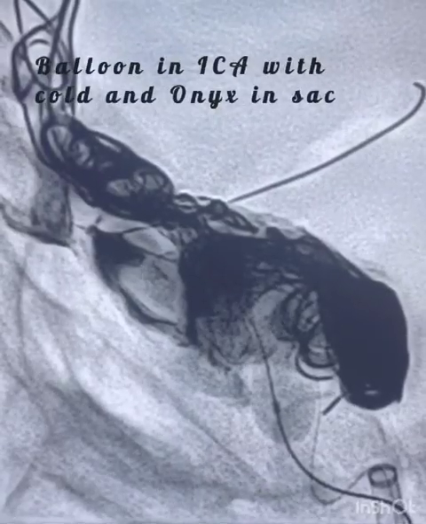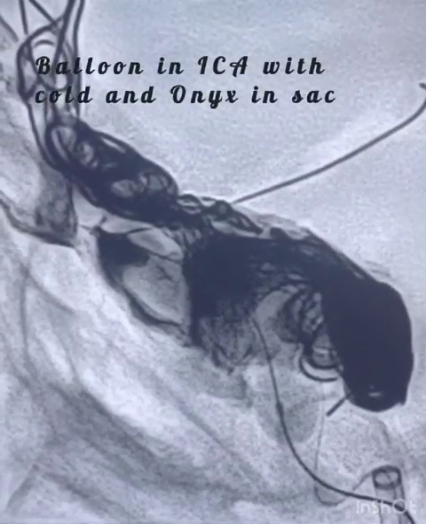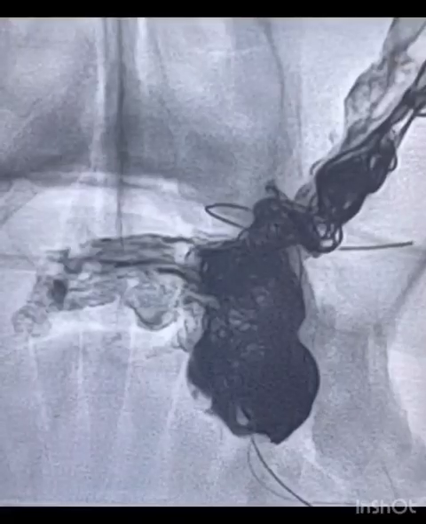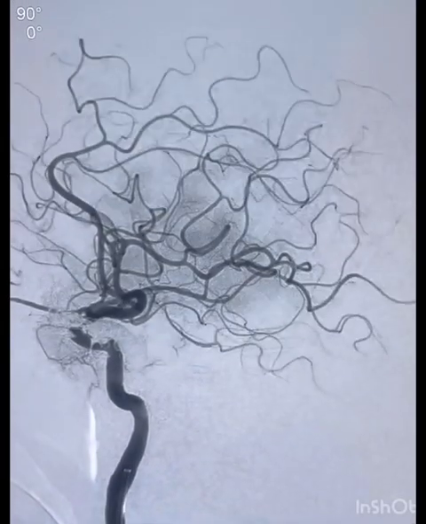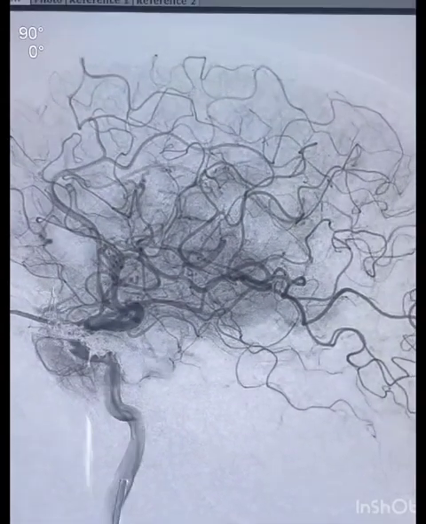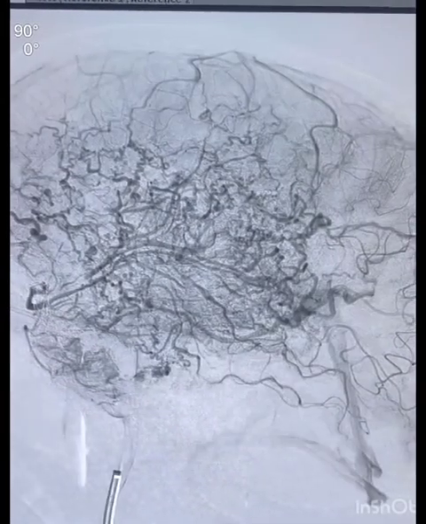This native image shows the balloon that has been inflated within the internal carotid artery and the Onyx and coils within the sac. Post-procedure angiography shows complete obliteration of the fistula and the veins being utilized by the brain now.